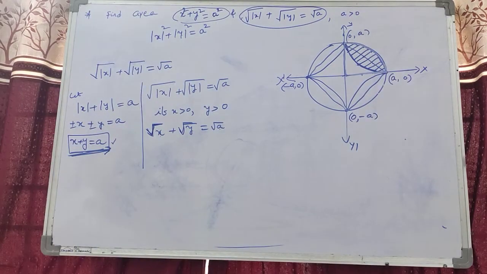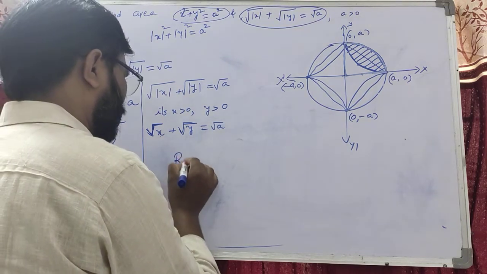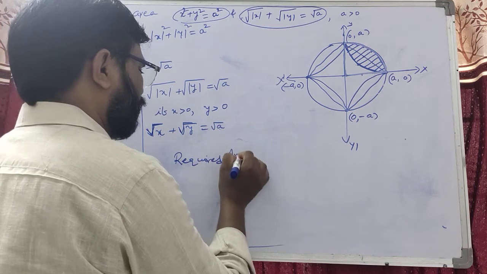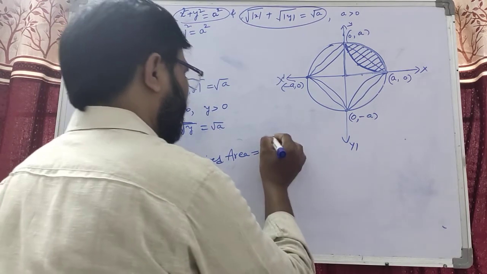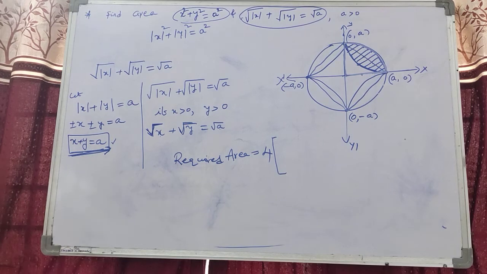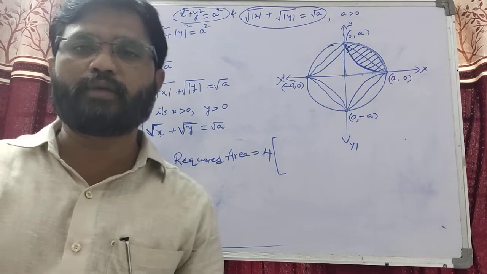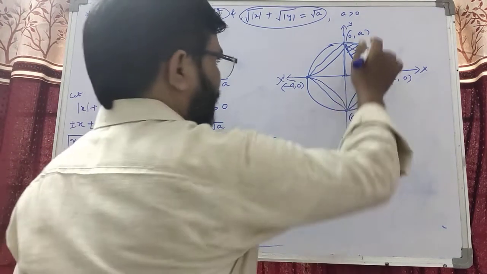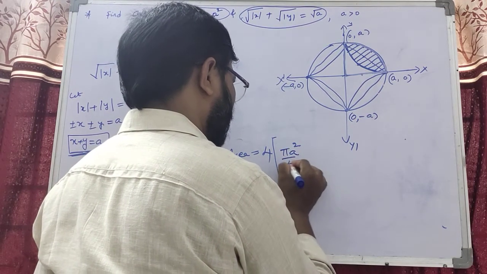Okay, students, first we find the required area. How to find it? We can find 4 times the area of the circle. We know that the area is pi r square, and here r is a, so pi a square. But we have to find only the fourth quadrant. That's why we write the area of the circle as pi r square by 4.